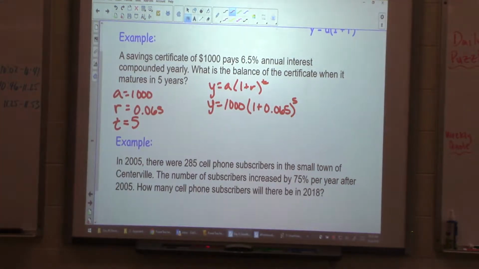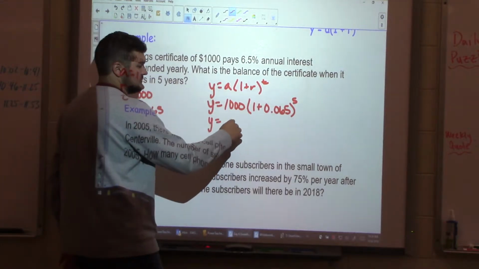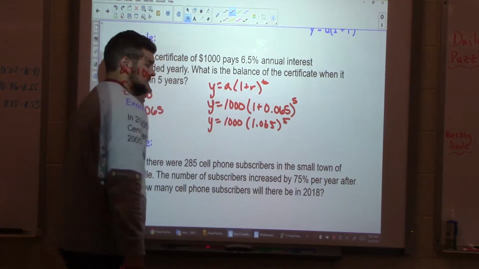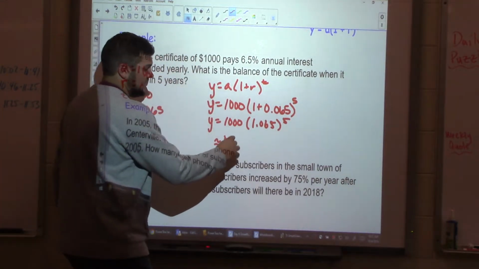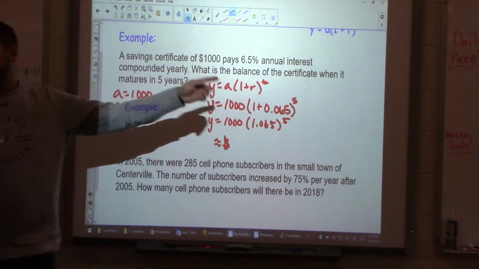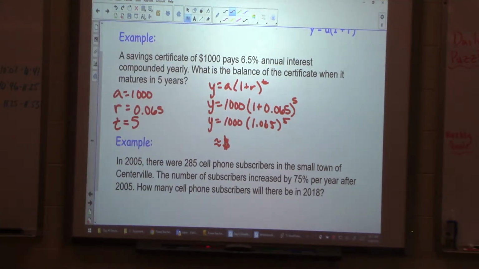And then you can go ahead and put it in your calculator. This is the same as y equals 1,000 times 1.065 to the 5th. And once you plug it in your calculator, you should see how much money we should have. One plus 0.065. Remember that is a decimal.